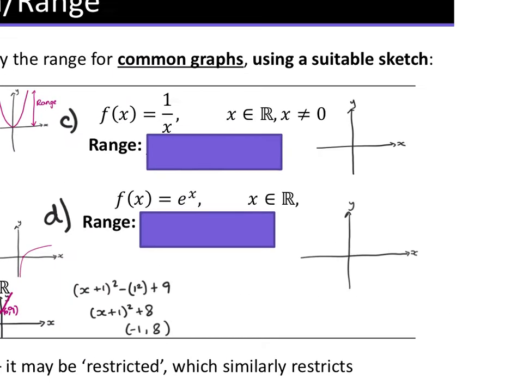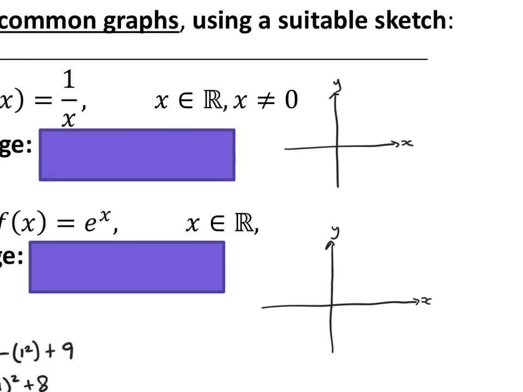So 1 over x, let's do our sketch. Now 1 over x is 1 over any number. So we just know the graph looks like this. Okay, it's not a very good sketch. This is (1, 1) and this is (-1, -1). And we know we have asymptotes on the lines y equals 0 and x equals 0, because we can't have 1 over 0. I know it says x doesn't equal 0.